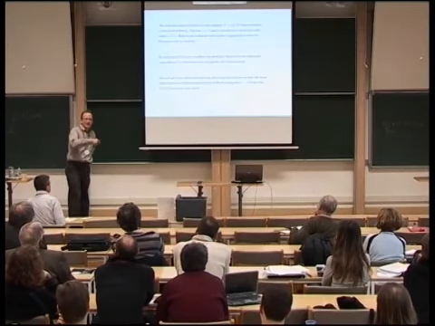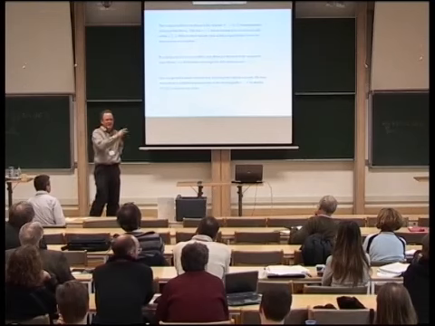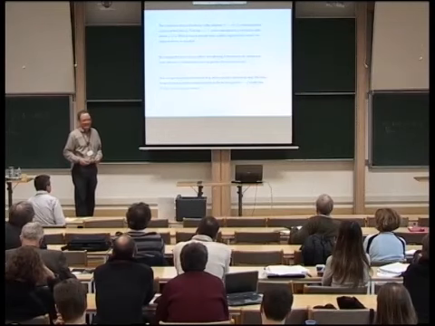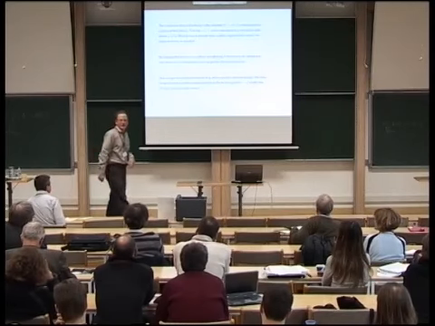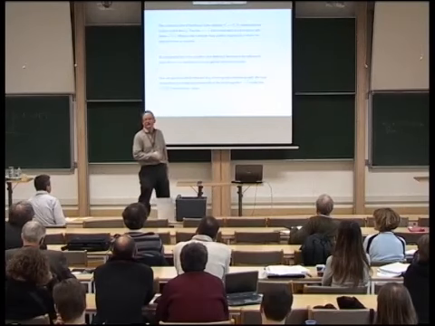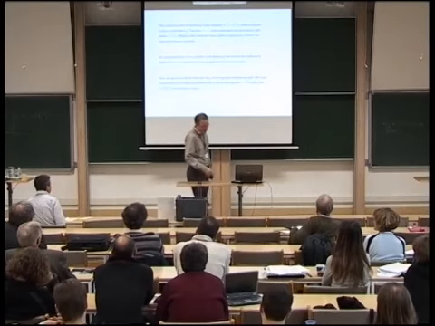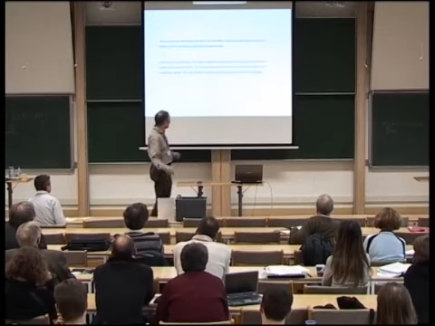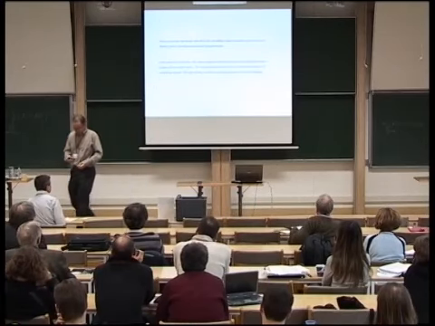And just like the XXZ model at delta equals -1/2 has this hidden supersymmetry, the ferromagnetic SL(2|1) invariant spin chain does as well. So that's that story, and please ask me questions at the end if you want to hear more, or come talk to me later.